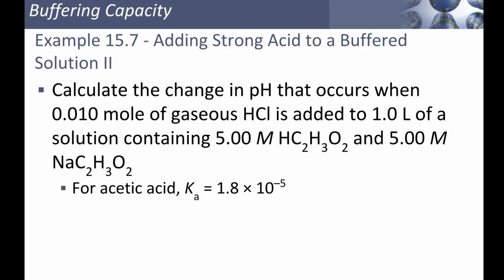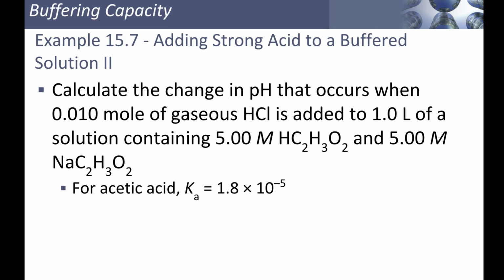All right, so if we add a strong acid to something that's already buffered, what would happen? Well, let's look at hydrochloric acid with acetic acid and sodium acetate. It says, calculate the change that occurs if you added 0.01 moles of gaseous HCl to 1 liter of solution that contains acetic acid. Remember, acetic acid is a weak acid, and the way this is set up here, 5 molar acetic acid with 5 molar sodium acetate, that's your buffered solution, right?